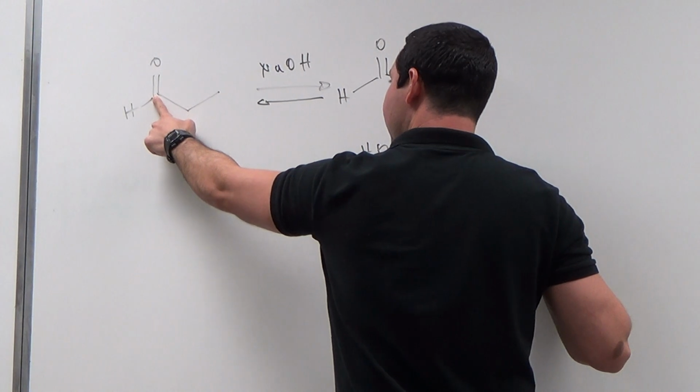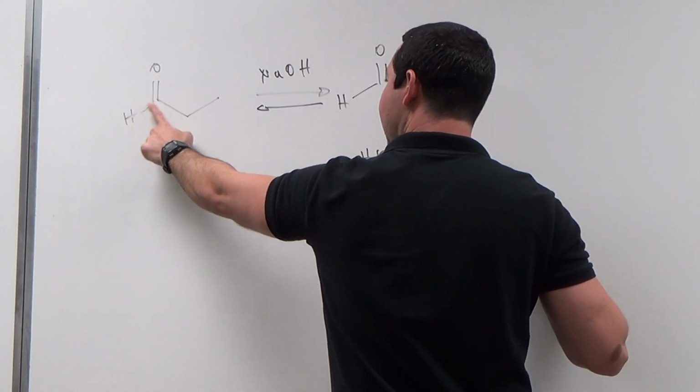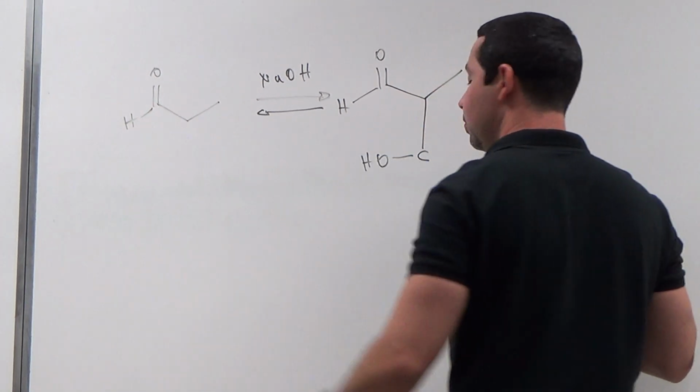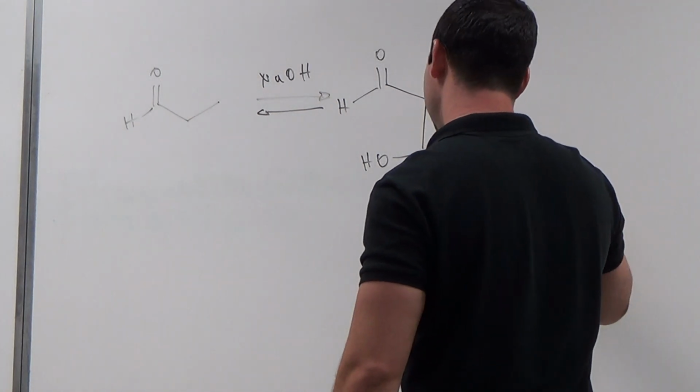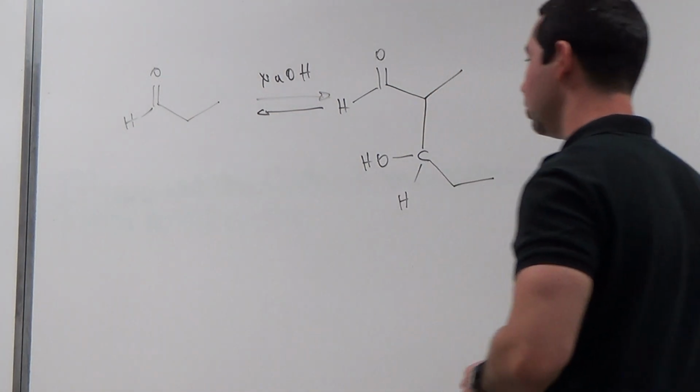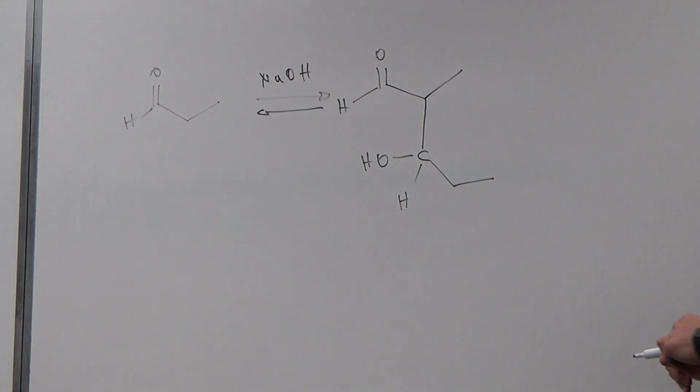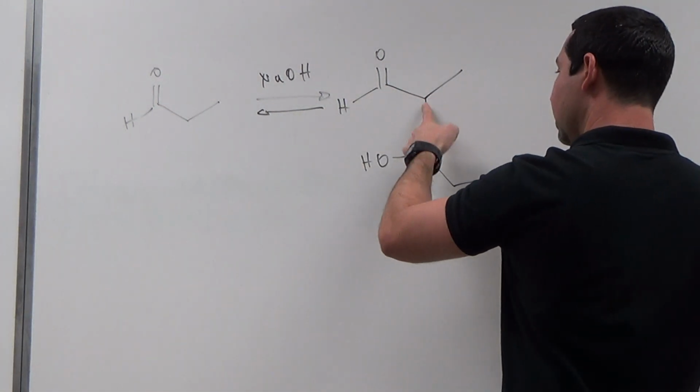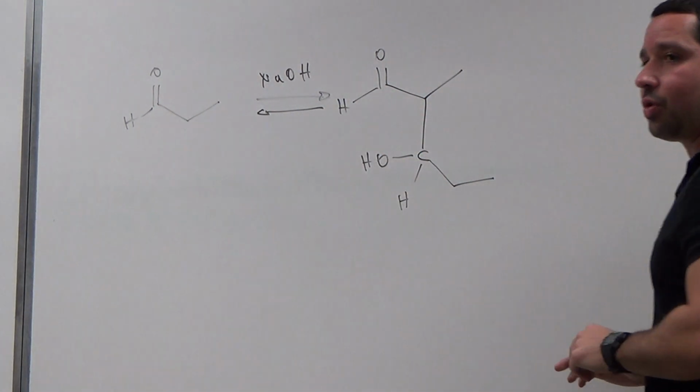What does this carbon have on it? It has an H, and it has CH2CH3. Yes or no? CH2CH3, and it has an H. That is the product. This is alpha, this is beta. This is a beta hydroxide.